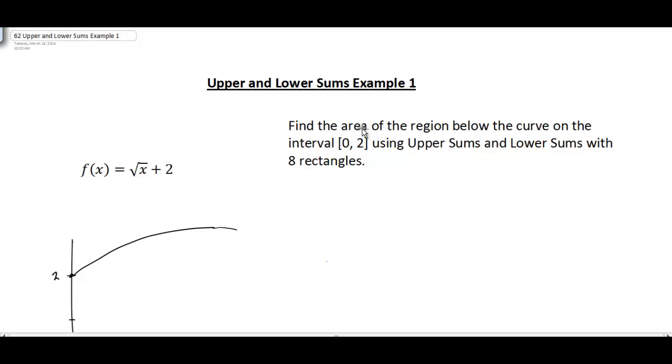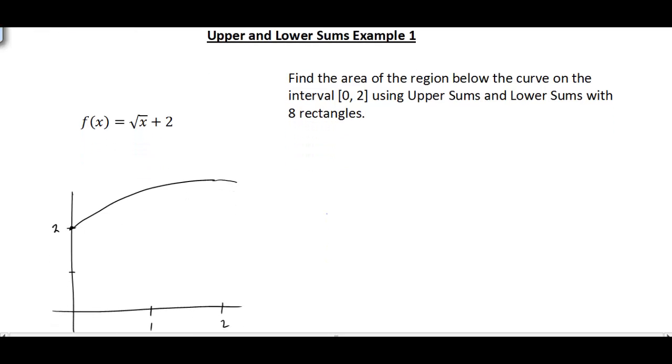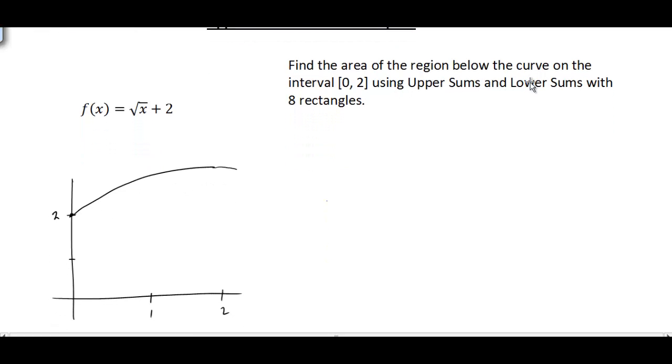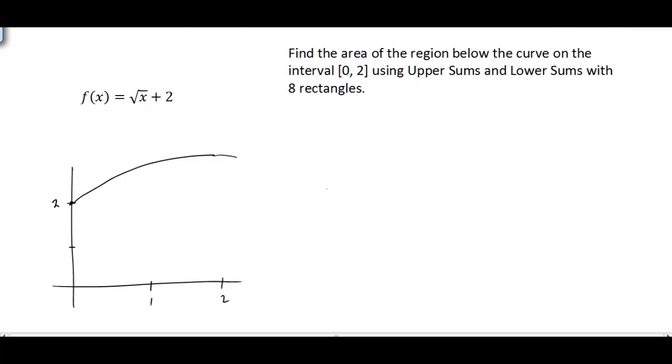This video is going to look at another example of calculating the upper and lower sums of a function. So here we have f of x equals the square root of x plus 2, and we are to find the area of the region below the curve on the interval from 0 to 2, and we want to use upper sums and lower sums with 8 rectangles. So we're going to go from the interval from 0 to 2.